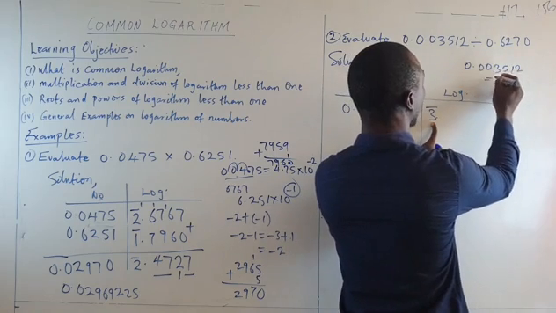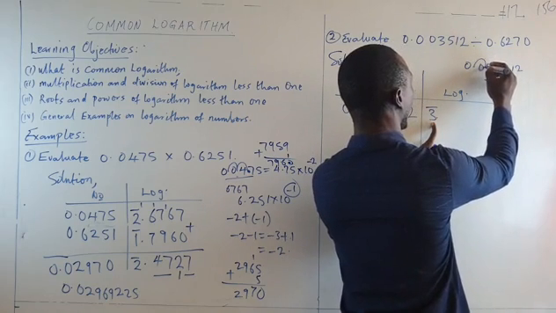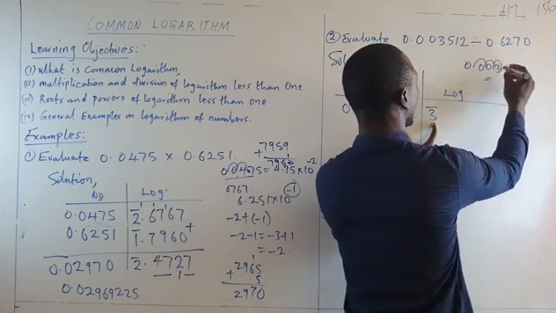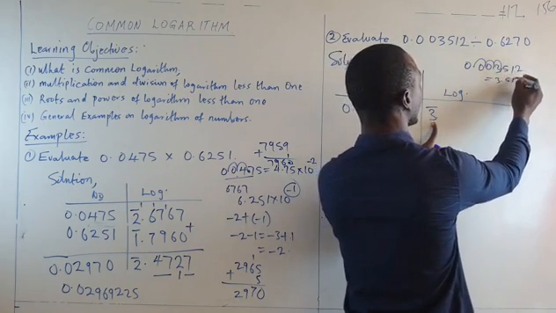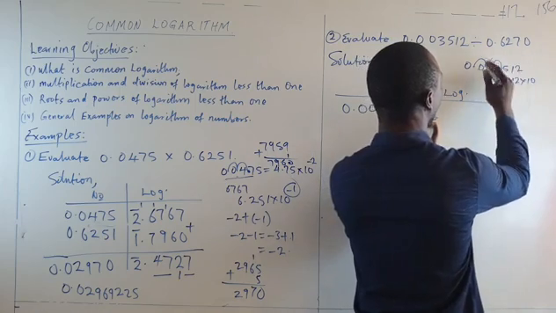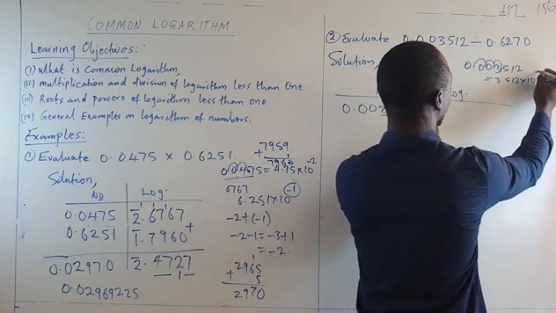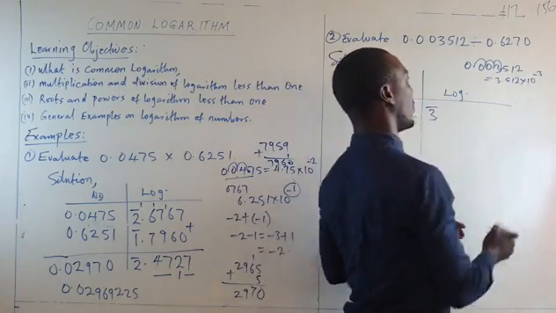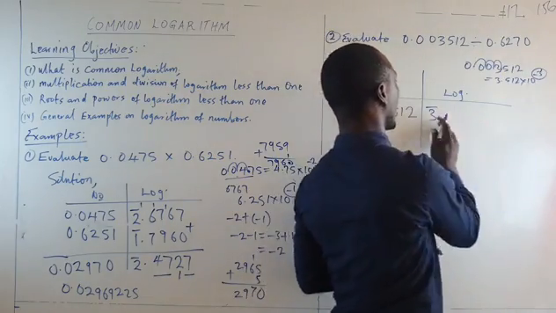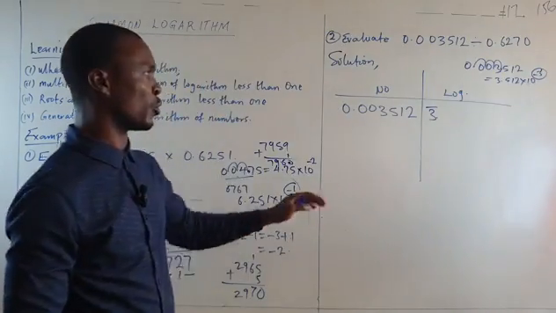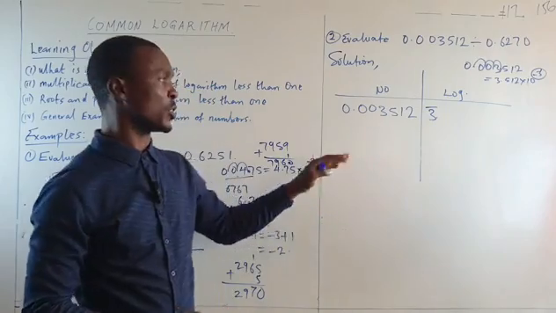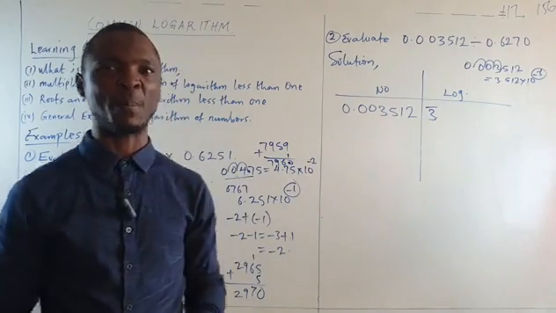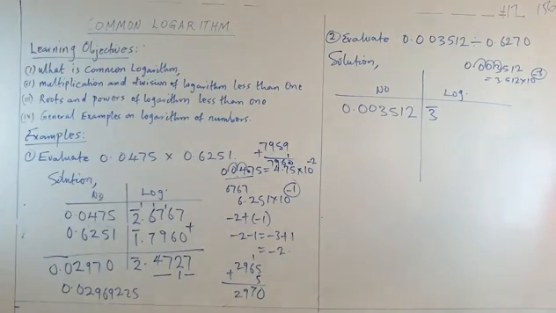0.003512 is equal to, remove the point from here to this point, which is 3.512 times 10 raised to power -3. That's 3 steps. Since the number is less than 1, we are going to have minus. So this -3 gives us bar 3. So you now go to your 4-figure table to get the mantissa part or the decimal number part.